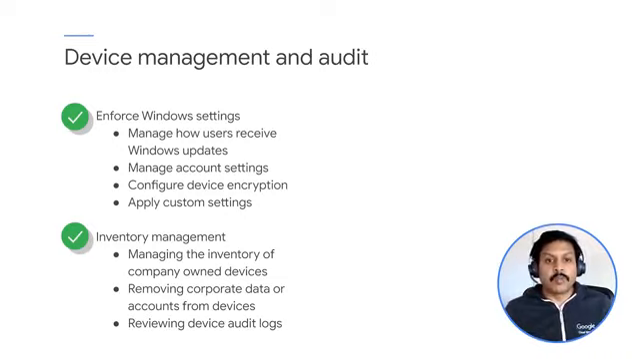You can remove corporate data or accounts from the device. If the device goes missing or a user leaves the organization, you can wipe all the data from the device. You can review audit logs. You can also see a report of activities on computers that are used in your organization. For example, you can see whether a certain feature or setting is pushed to a certain device. You can also set an alert to be notified when a specified activity occurs.